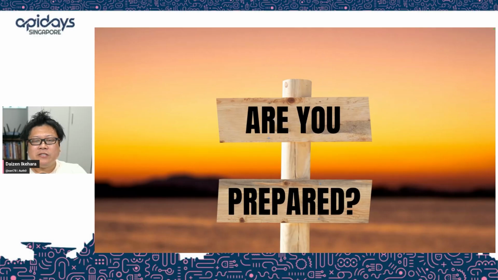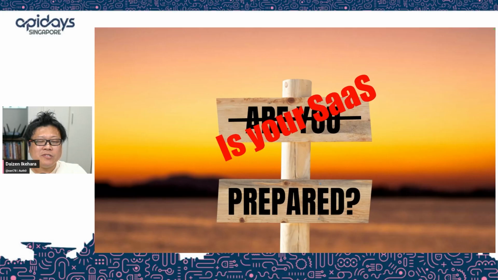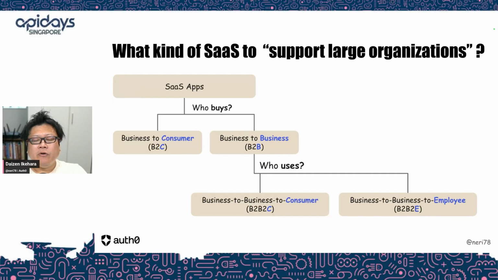My question for you is not whether you are prepared, but rather, is your SaaS prepared for these kinds of requirements? That's why I will be talking about four identity factors that you need to support for large organizations. Before going into the detail, I want to talk about one more thing. What kind of SaaS supports large organizations?